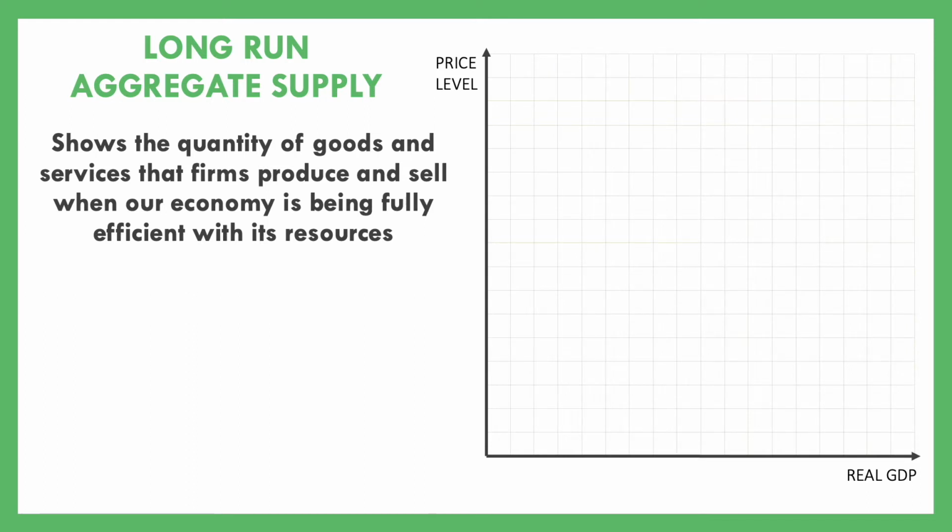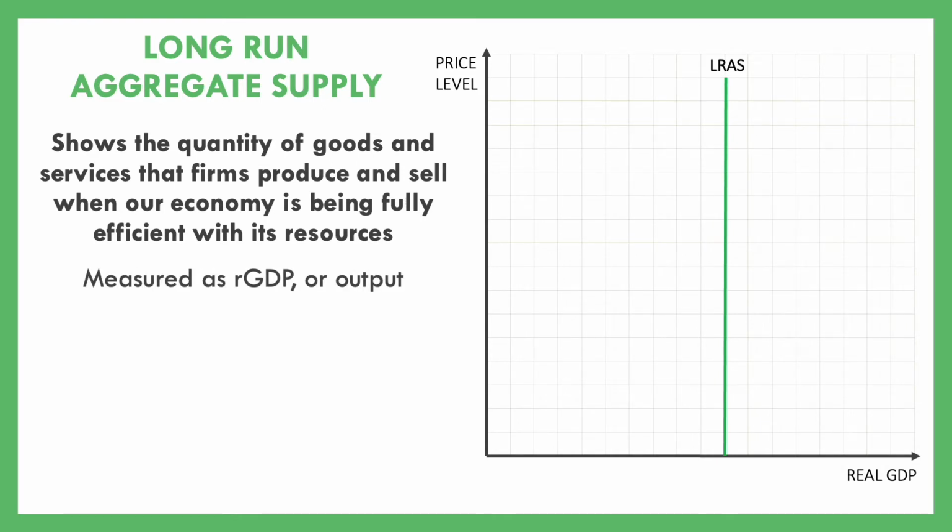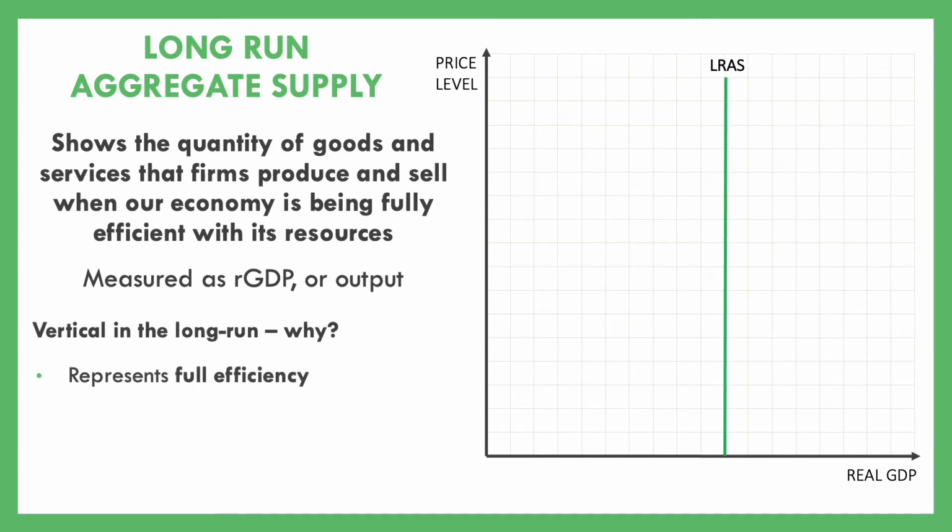And what we're going to see is that our long run aggregate supply curve actually just looks like a straight up and down line. And again, it's measured as real GDP, but why exactly is it vertical? Well, if you remember, we said that this represents full efficiency. We're using our resources to the best of our ability.